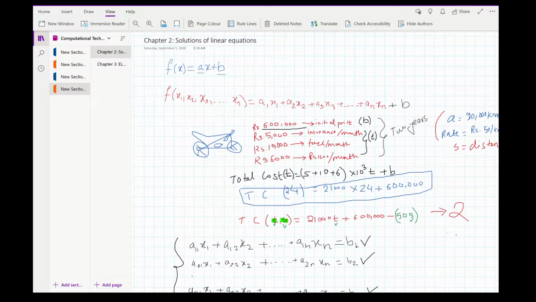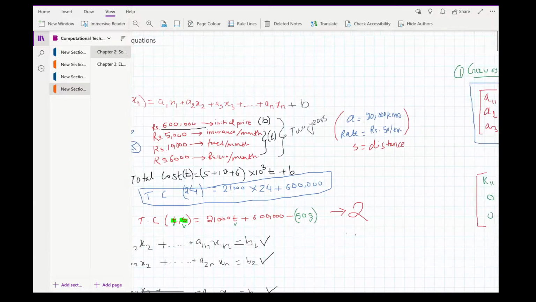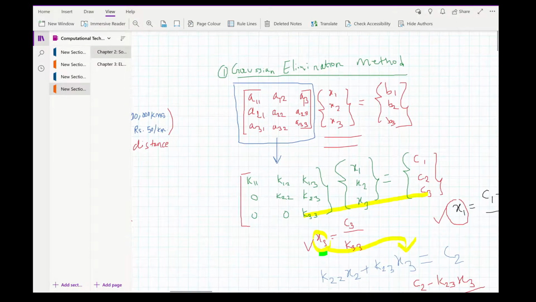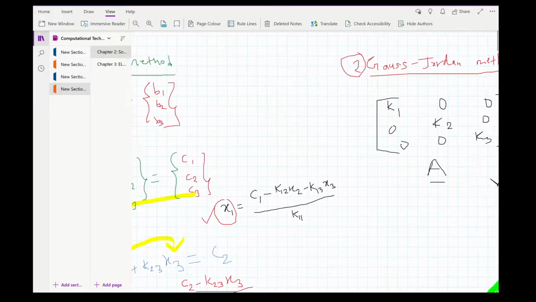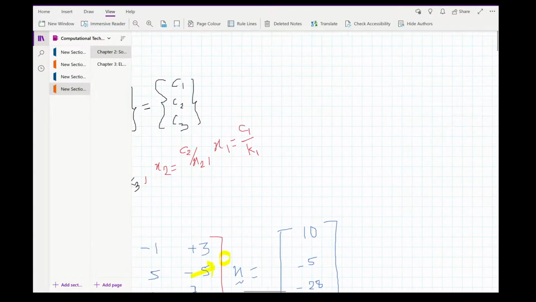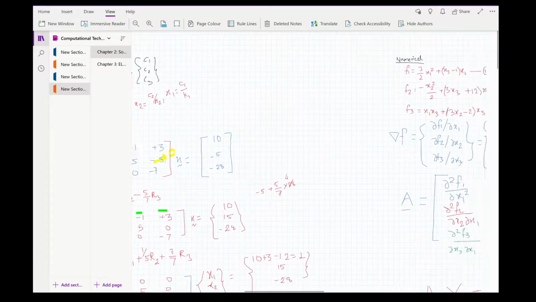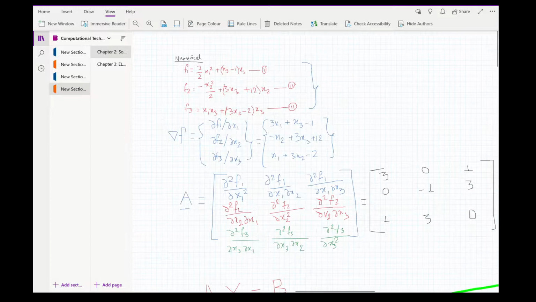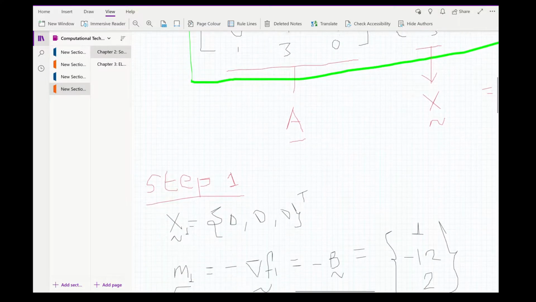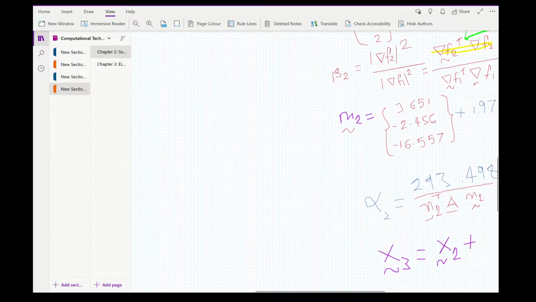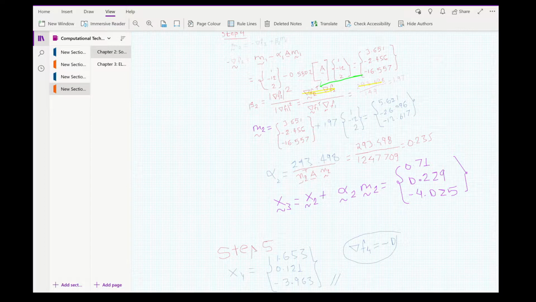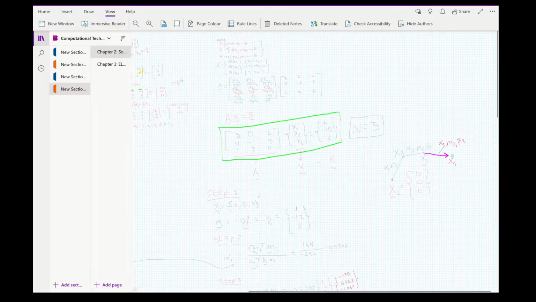Hello everyone. In the last session, we looked into solutions of linear equations where we discussed the Gaussian elimination method, Gauss-Jordan method, and conjugate gradient method. Here, we also solved a numerical using the conjugate gradient method and obtained our solution.